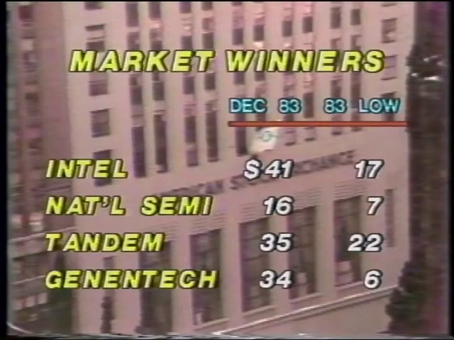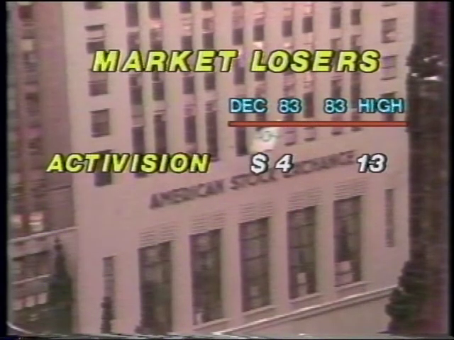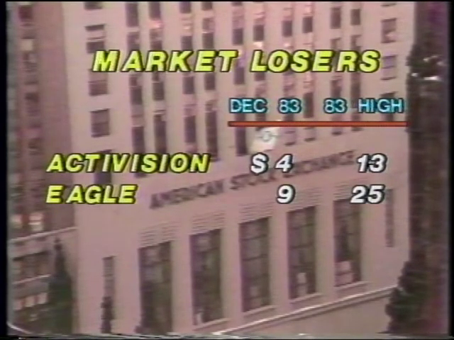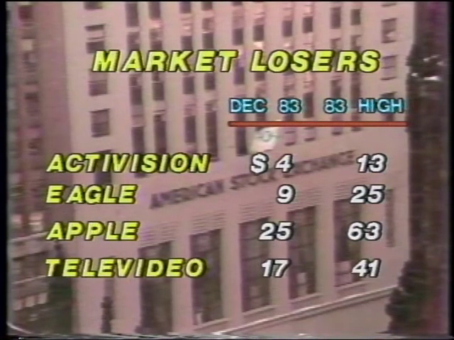The winners were Intel, selling around 41 after hitting a low of 17 this year. National Semi selling at nearly 16 after plunging to below 7 earlier in the year. Other strong finishers are Tandem and Genentech. On the losing side are Activision, selling near $4 after hitting nearly 13 earlier this year, and Eagle down below 9 after hitting nearly 25. Other losers were Apple, down considerably from its high, and Televideo, also near its yearly low.